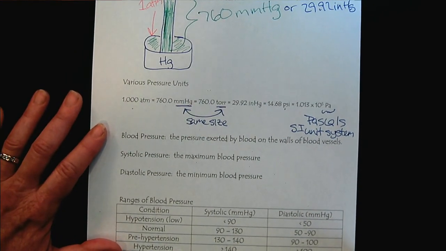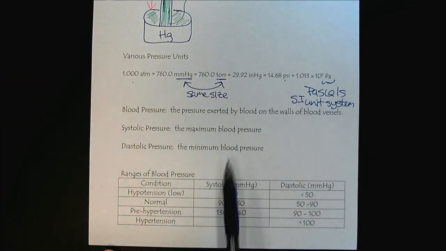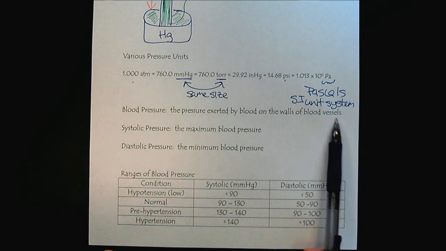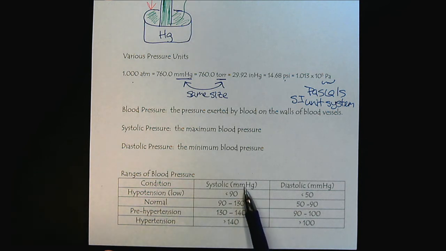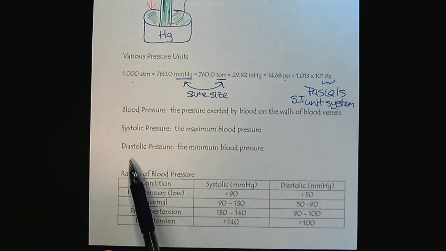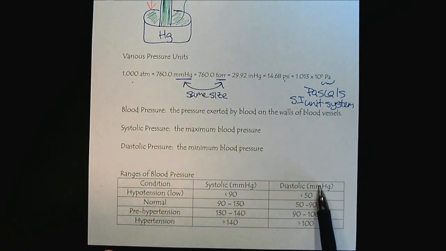Just to fill in some context, blood pressure is the pressure exerted by blood on the walls of the blood vessels. So the systolic pressure, that's the maximum pressure. And notice that when we get our blood pressure readings, they're given to us in millimeters of mercury. So a normal systolic is in the 90 to 130 range. The diastolic is the minimum blood pressure, and that's also given in millimeters of mercury with a normal range of 50 to 90.